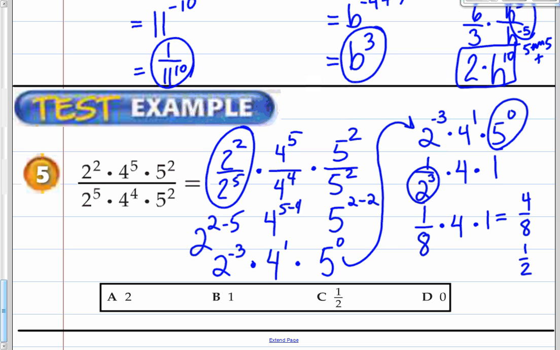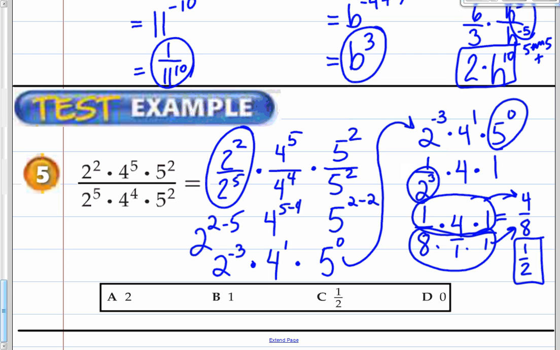How did I do that? I multiplied the tops. I changed these into fractions. I took 1 times 4 times 1, put that there, and I took 8 times 1 times 1 and put that there. And I ended up with the reduction down to 1/2. So the answer is C.